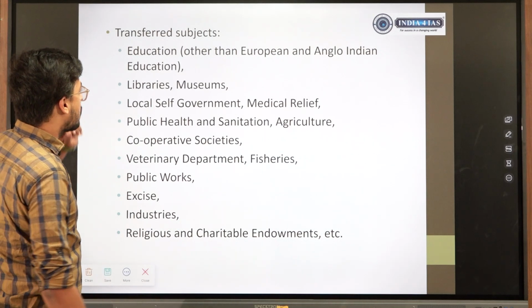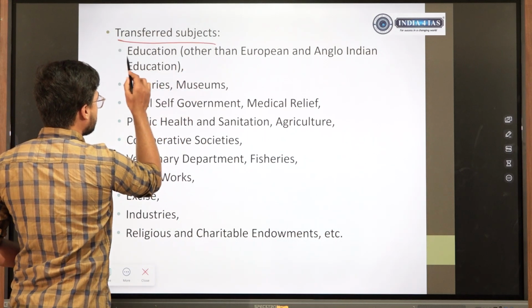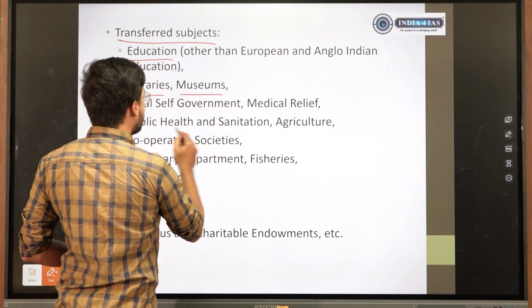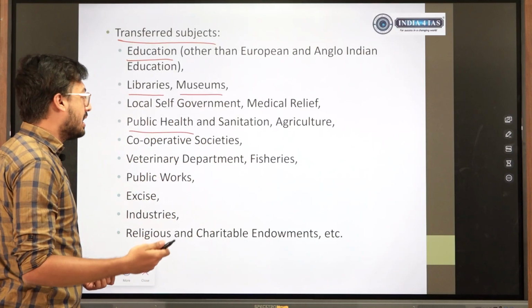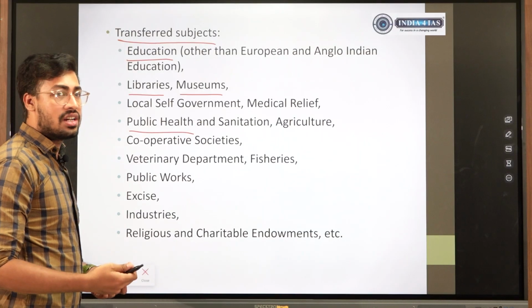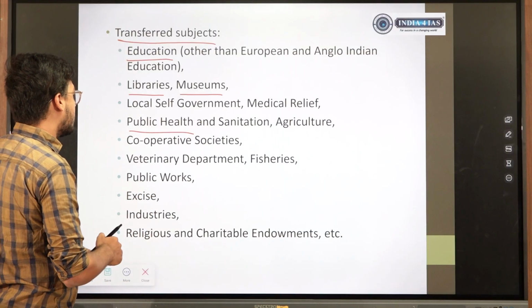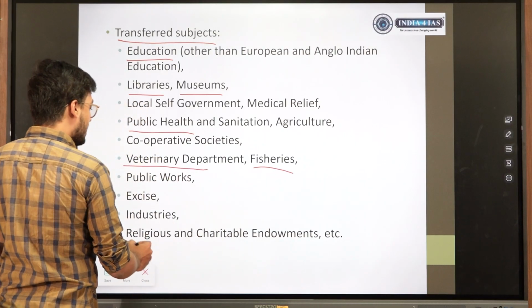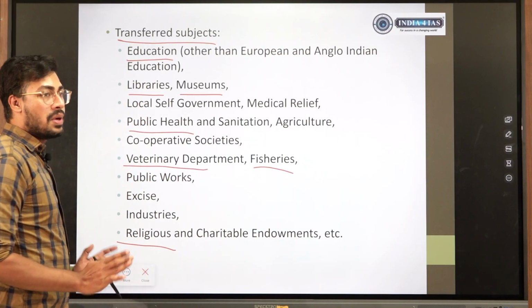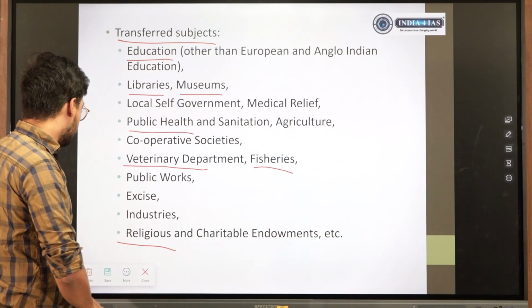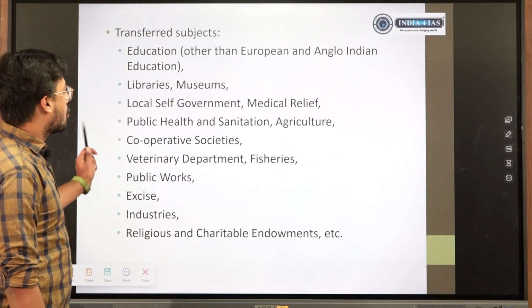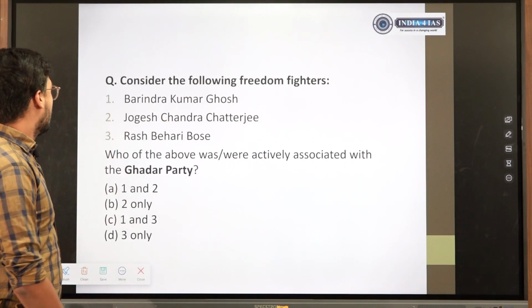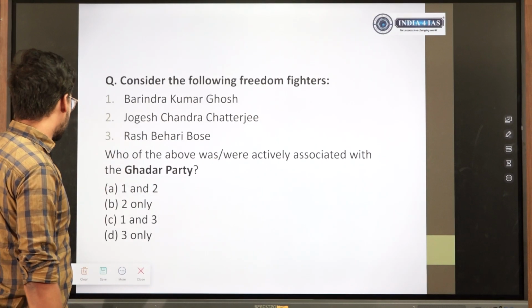Now look at transferred subjects. Education, health, library, museum, which did not affect their power directly, were given as a token representation to the Council of Ministers through transferred subjects. See, veterinary department, fisheries, religious, charity, all these things did not affect them much. So these were kept under transferred. We could expect a question on transferred subjects in a subsequent year, so that is why I wanted to discuss it. Let us see the second question.